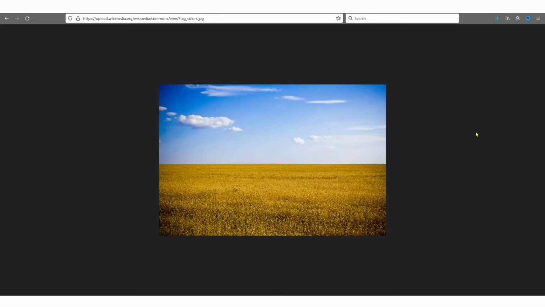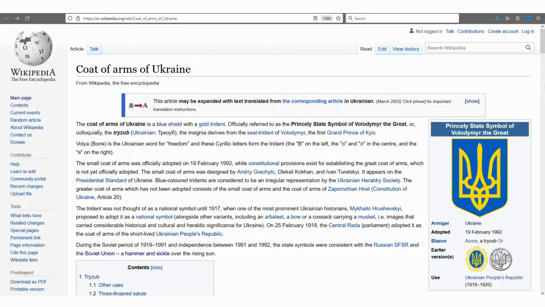And in fact, Ukraine is one of the largest wheat producers in the world. So this image, you can see all across Ukraine. We see the flat horizon here, blue over yellow, and the flag reflects this beautifully. And here is the coat of arms of Ukraine. We can see it here on the right.